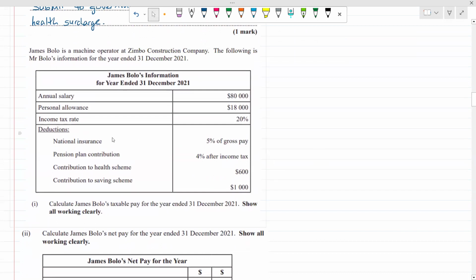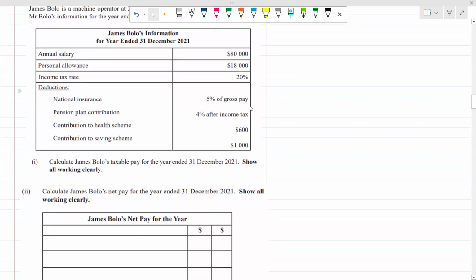All right, so here's another question. We have James Bolo is a machine operator at Zimbo Construction Company. The following is Mr. Bolo's information for the year ended 31st of December 2021. So he has his annual salary, personal allowance, income tax rate, national insurance, right? So you see the rates I was talking about, pension plan contributions, contribution to health surcharge, contribution to savings scheme. Calculate James Bolo's taxable pay for the year ended 31st of December 2021.